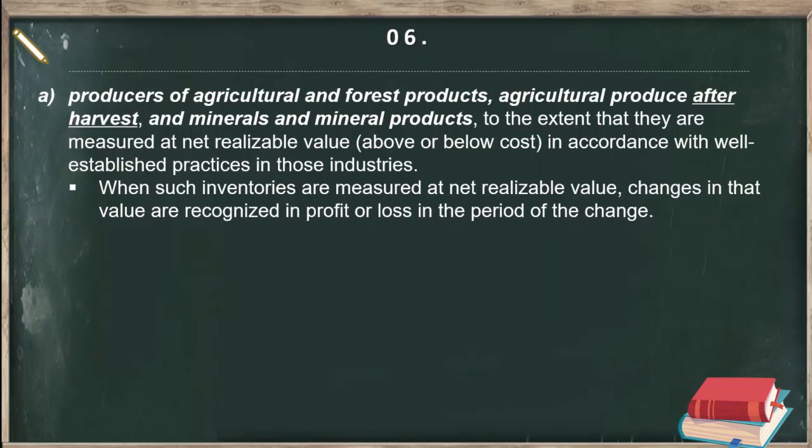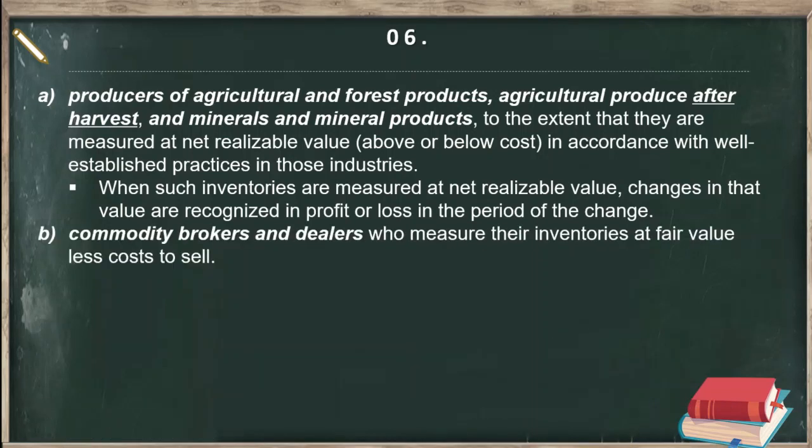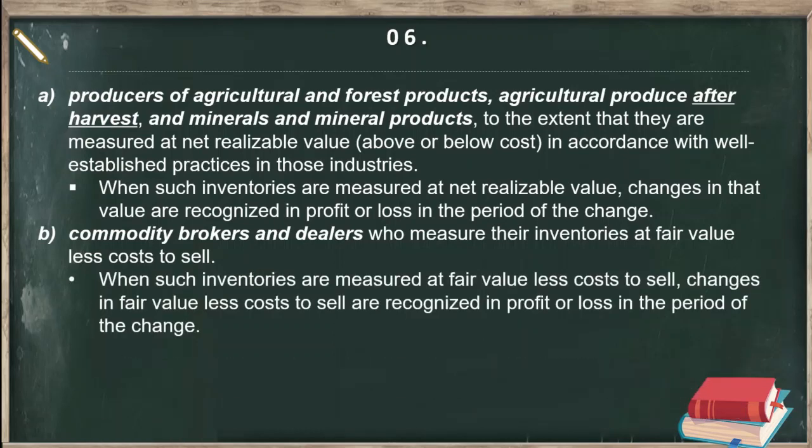So accordingly, agricultural crops that have been harvested or mineral products that have been extracted are measured at net realizable value when a sale is assured under a forward contract or government guarantee, or when a homogeneous market exists and there is a negligible risk of failure to sell. For products that are sold by commodity brokers and dealers, they measure the inventories at fair value. When such inventories are measured at fair value less cost to sell, changes in fair value less cost to sell are recognized in profit or loss in the period of the change.